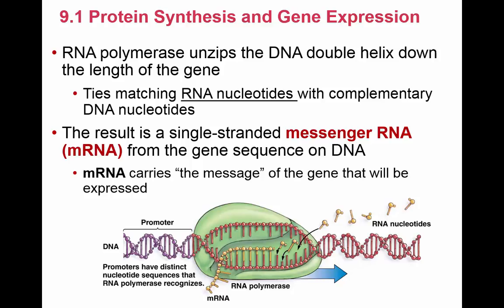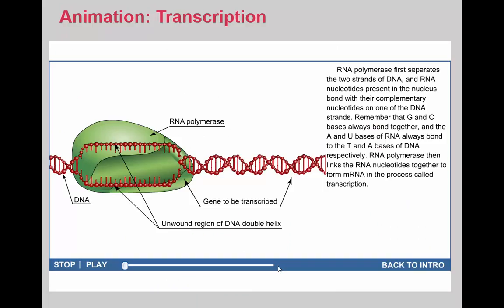So the RNA polymerase is going to bind to the DNA. It's going to unzip the double helix. Now, unzip is just another word here for separating the double helix in half. And then once it has split the DNA in half, it matches RNA nucleotides with complementary DNA nucleotides. And the result is a single-stranded messenger RNA that has the job of carrying the message, which is the instructions, to build the protein.